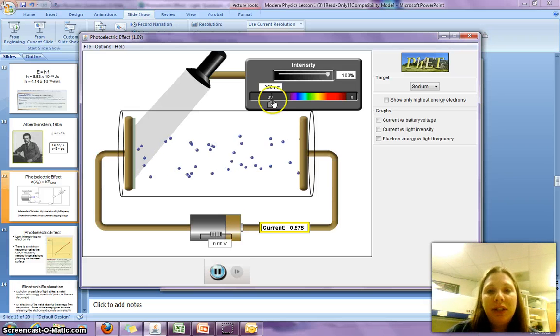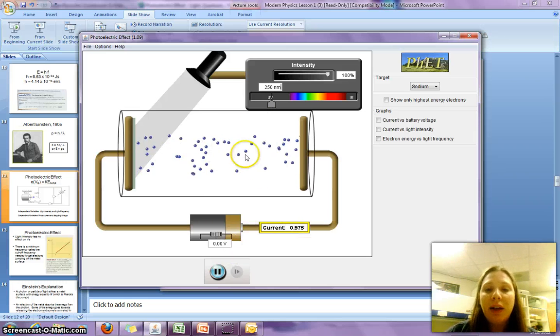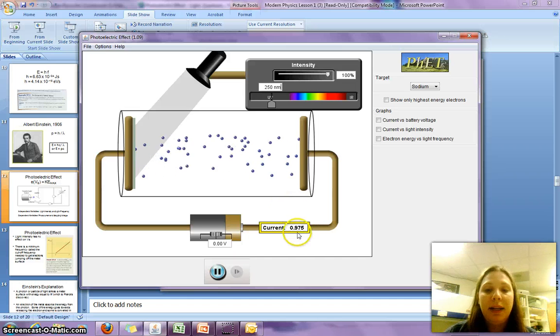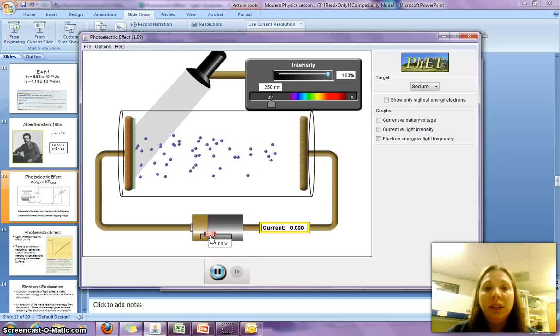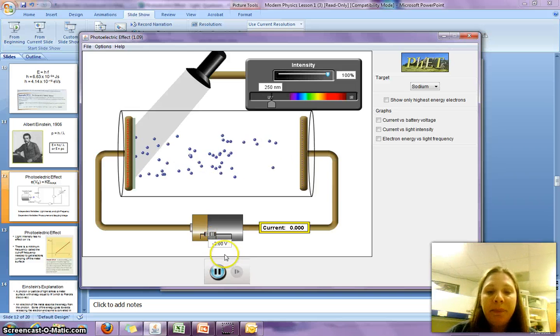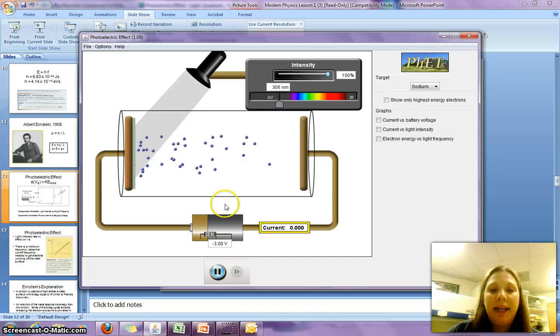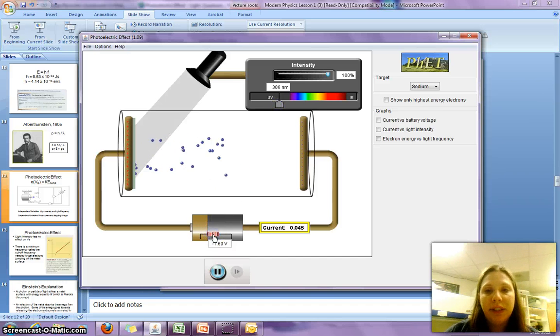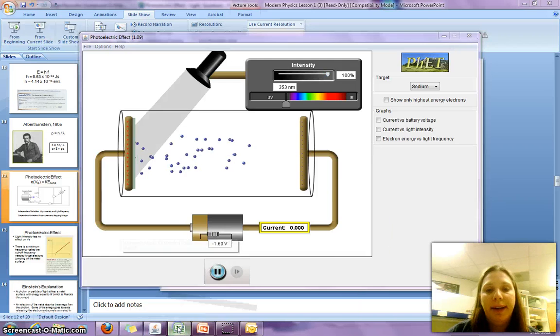So when I turn it to about 250 nanometers here, you can see that the electrons are really excited and have a lot of kinetic energy, and I'm getting a pretty strong current. So I'm going to add some voltage until I get that to stop. Then I would repeat this with increasing increments and see how that affects the stopping voltage, and then plot them in a graph. I've already done this, so let's just look at the Excel document that I've created.